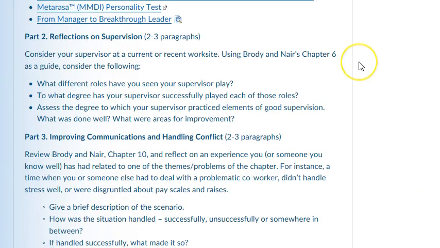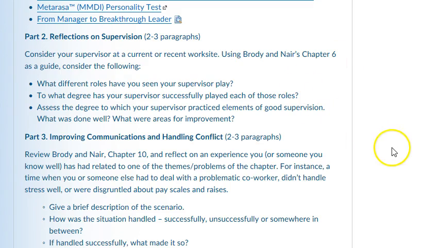In the next section of that post, you will talk about supervision. So either using your current supervisor or thinking about a past supervisor, answer the following. What different roles have you seen your supervisor play? To what degree has your supervisor successfully played each of those roles? And assess the degree to which your supervisor practiced elements of good supervision. What did they do well, and what areas could they improve upon? And you are going to use chapter 6 in the Brody and Nair book for guidance.